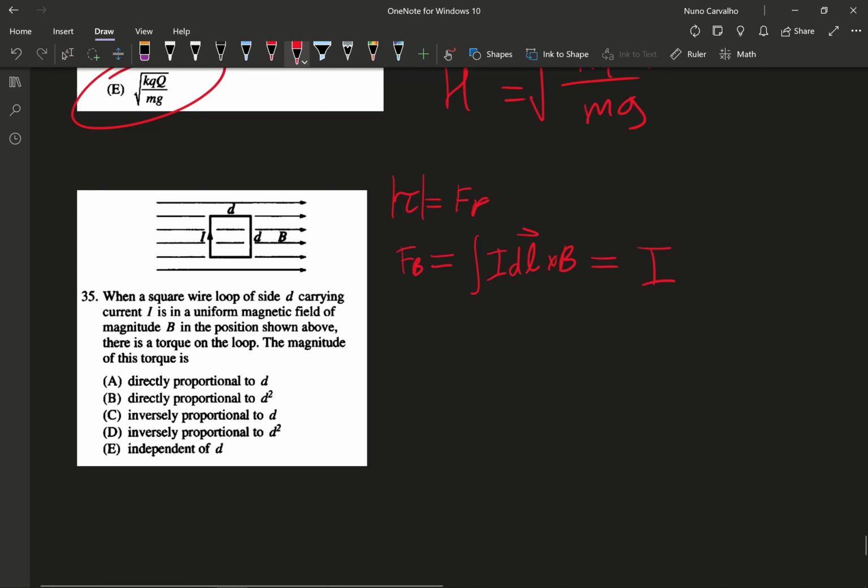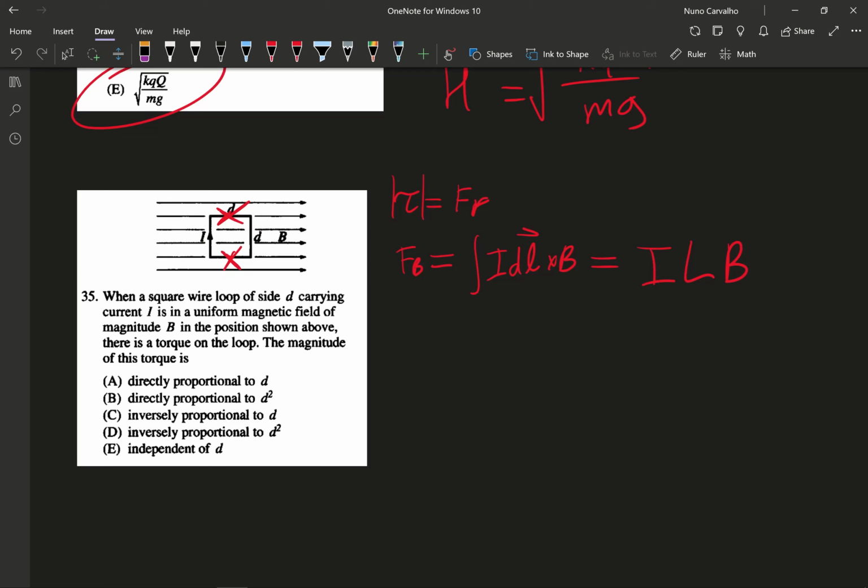This can be simplified to be ILB because we are perpendicular, and also the current is the same, and the magnetic field is also the same. So we can just say I times L times B. But what are each of these parts right here? Well, first we need to keep in mind that this is not applying to this or this, because those currents are going parallel to the magnetic field, so the cross product would end up being 0. So we're just thinking about this and this.